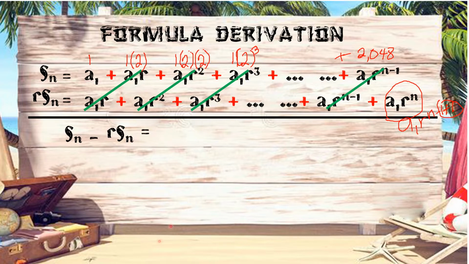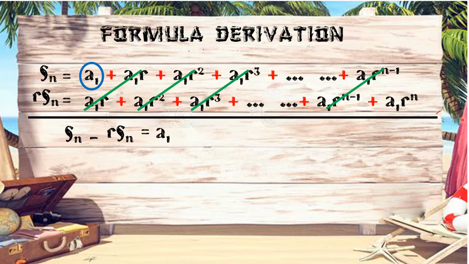So, ang matitira na lang sa atin, wait, erase ko lang muna para hindi kayo malito sa mga scratch ko, ayan. So, ang matitira na lang sa atin ay a sub 1, ayun. Tapos, di ba yung ilalim, since nag-subtract tayo, magiging negative na yan. So, instead na positive a sub 1 r raised to the n power, magiging negative a sub 1 r raised to the n. Okay?